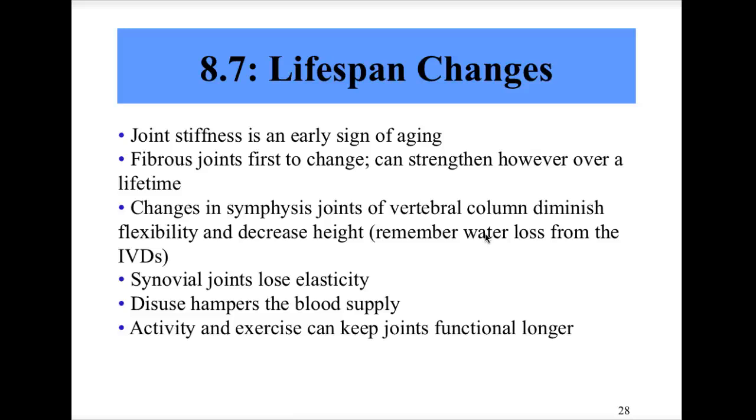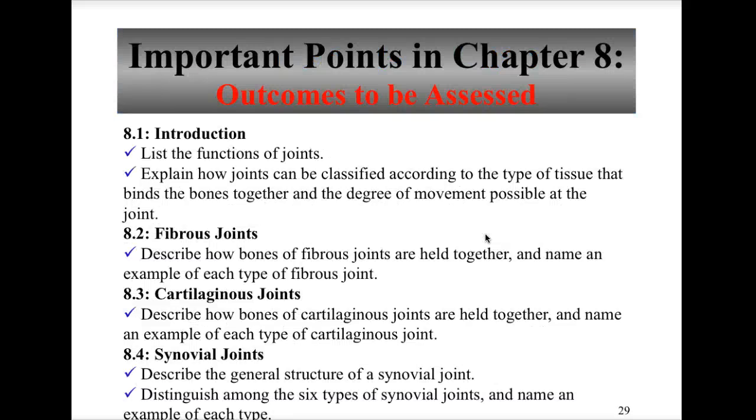Collagen changes will cause stiffening beginning at about age 30. And then exercise is a way to help decrease the onset of joint stiffening. So you do see that fibrous joints are the first to change and can strengthen over a lifetime. You do get changes in the symphysis joints of the vertebral column, diminished flexibility and decreased height. Synovial joints lose their elasticity, so their ability to stretch and then come back to normal form. Disuse hampers the blood supply, but activity and exercise can keep those joints functioning a little bit longer.